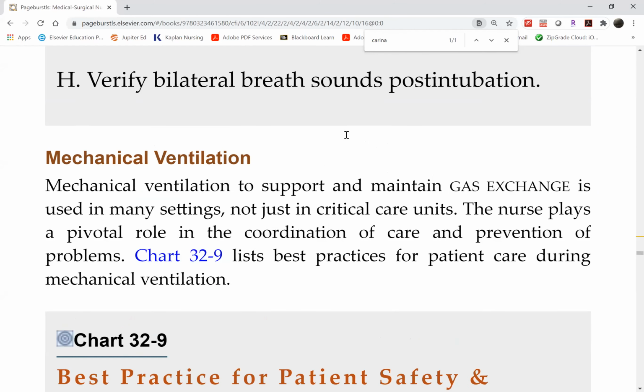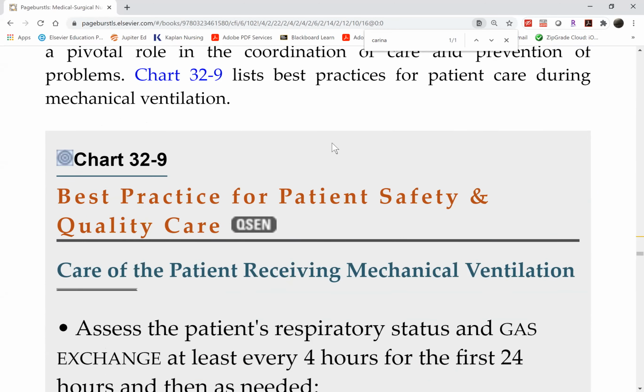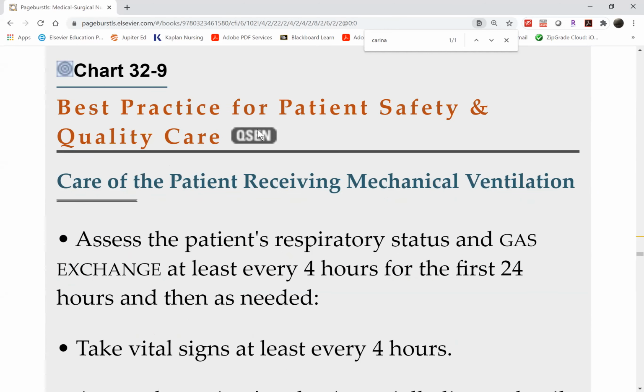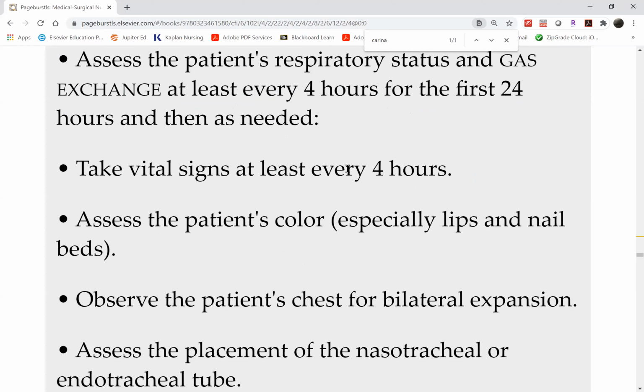All right, so let's go to mechanical ventilation. I'm not saying that you'll be able to go and be in charge of a ventilator after this lesson, all right? All these are the minimum necessary for us to answer questions on the NCLEX. Let's start with best practice. For every patient on a mechanical ventilator, these are your responsibilities.